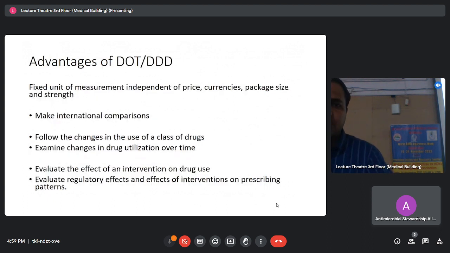But what is the use of these indicators? These provide you with a fixed unit of measurement. You have something to compare with. You can make comparisons of your institute data with other institutes. Even international comparisons are made on the basis of DOT and DDD, and these are basically utilized for drug utilization studies where you want to assess the consumption of antibiotics in particular settings.